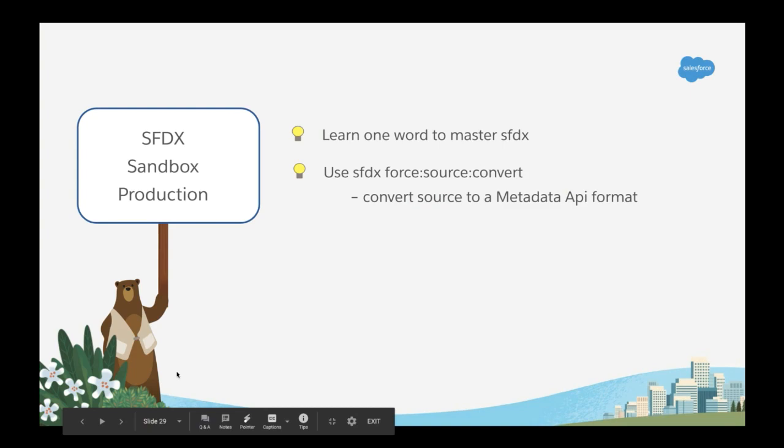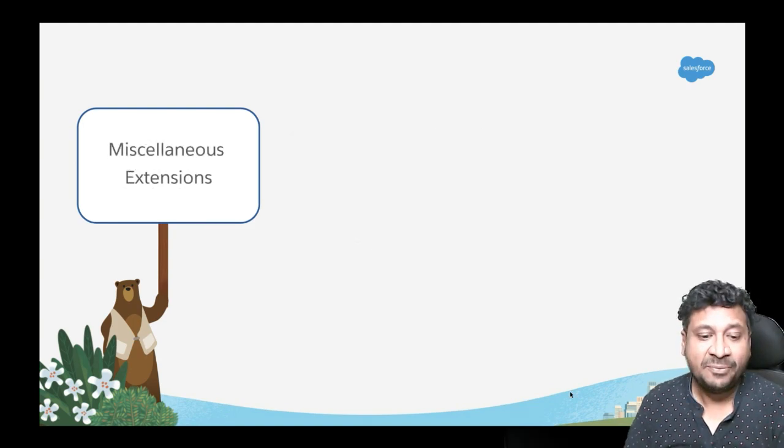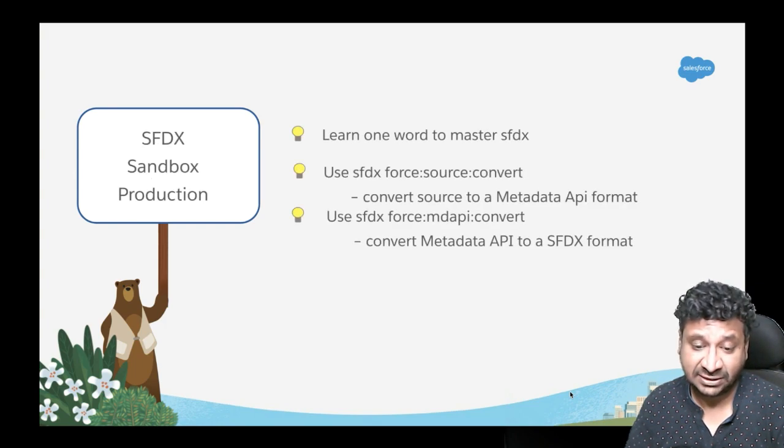And the other 2 tips I want to talk about is the convert command. You can always use the SFDX force:source:convert to convert your Salesforce DX project structure into metadata API project structure. Similarly, you can convert from metadata API project structure to Salesforce DX project structure using the force:mdapi command. That's all.